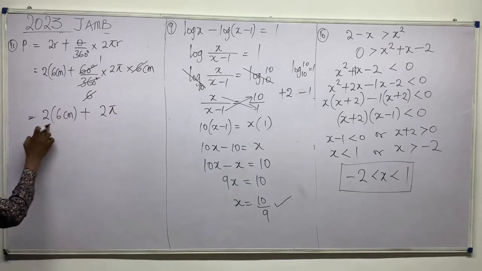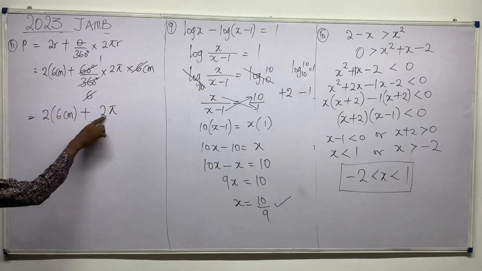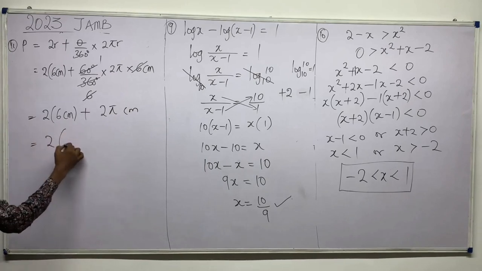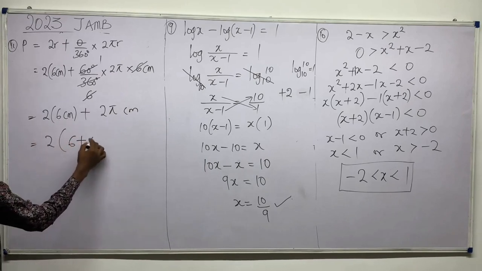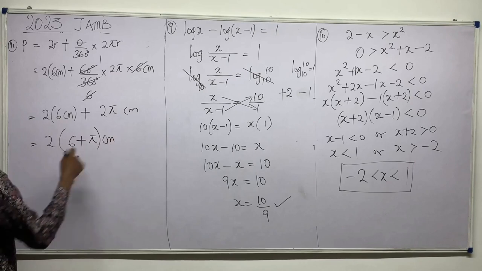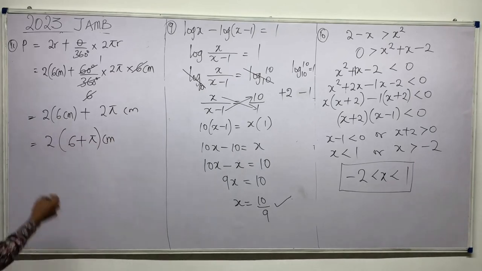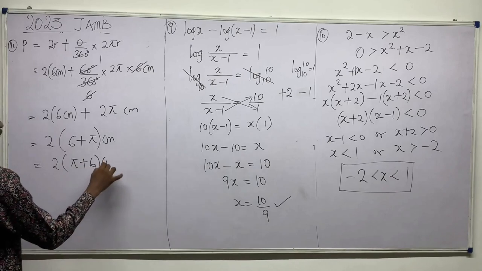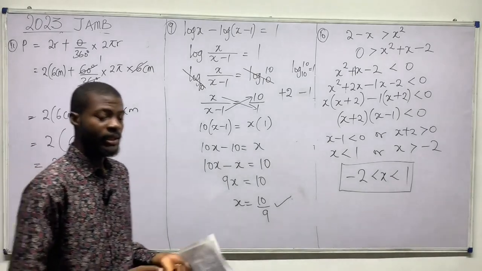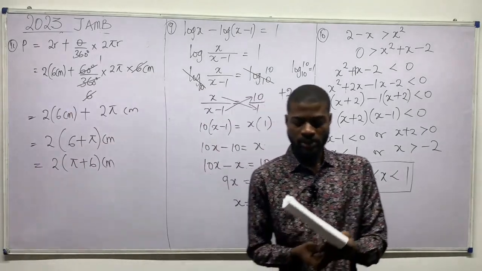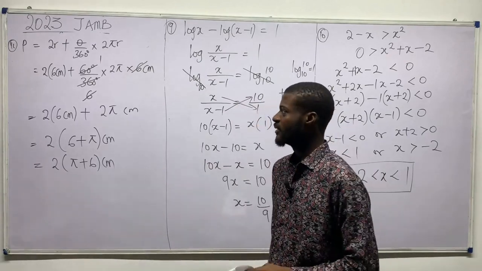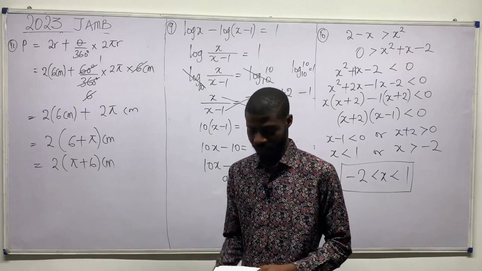Now, look at these two guys. What is common here? 2 is common. So this is 2 brackets 6 plus pi cm. So this will become the final answer, or 2 brackets pi plus 6 cm. So that will be the final result to that very question. Very sweet one. So that's the answer to that very question.